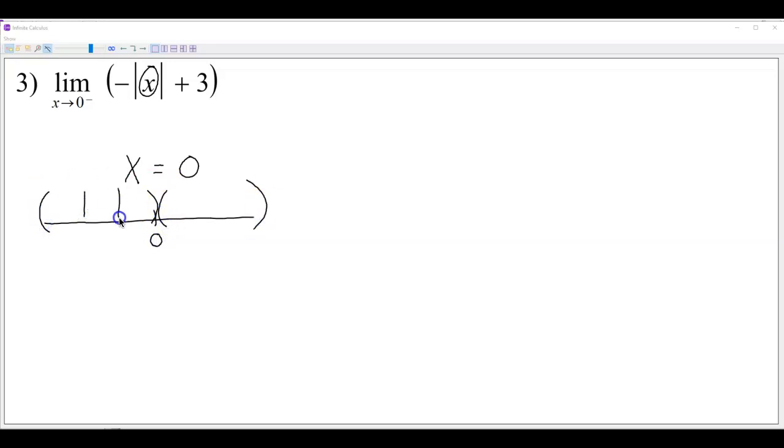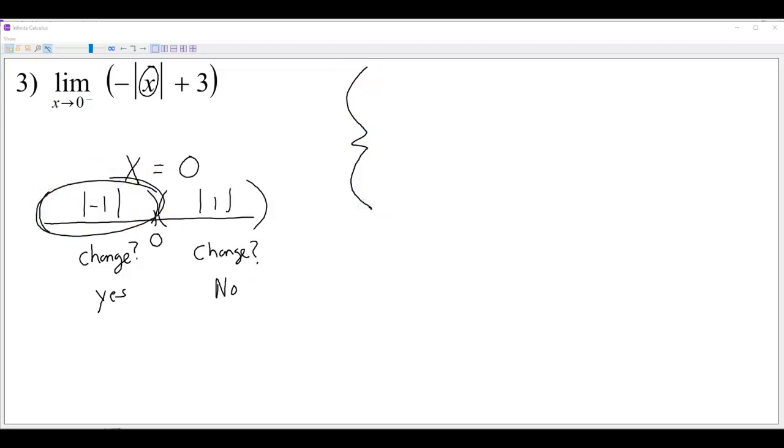If I were to plug in -1, would that change the sign? Yes, it would. It would become a +1. Likewise, if I were to plug in a +1, would it change the sign? The answer is no. Now that tells us which ones we're going to change the sign of and which ones we're not. So here's my piecewise function. For anything that is less than 0, we're going to change the sign.